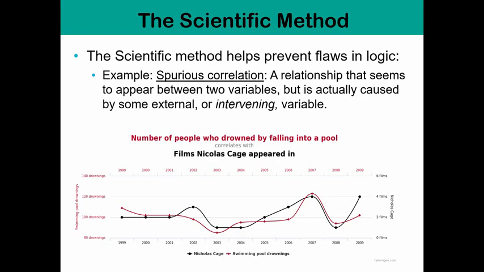Or, that's a slightly flawed definition. Or it's just a pure coincidence, right? So the number of people who drowned by falling into a pool correlates with films Nicolas Cage has appeared in. This is interesting, isn't it? It appears that as Nicolas Cage has been in more movies, more people are drowning in swimming pools. This particular spurious correlation does not appear to have any obvious intervening variable. It is purely a matter of coincidence.